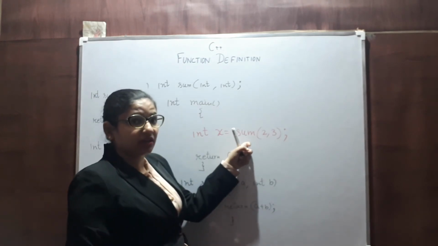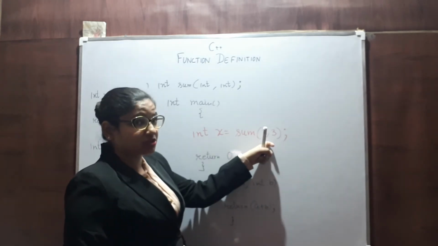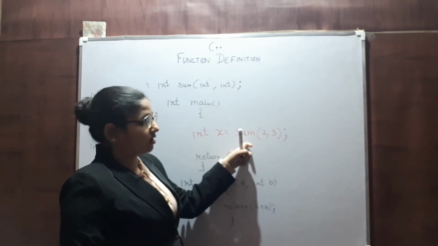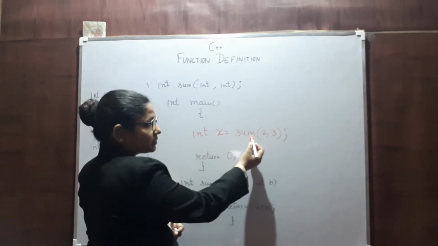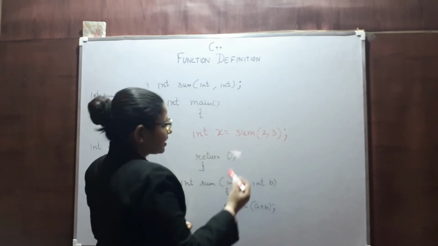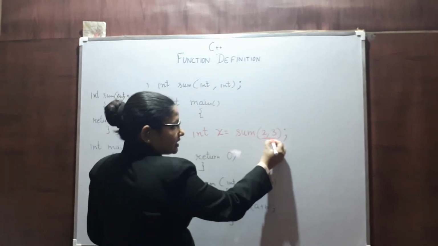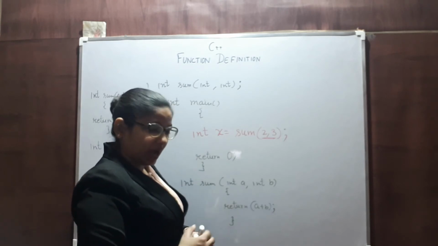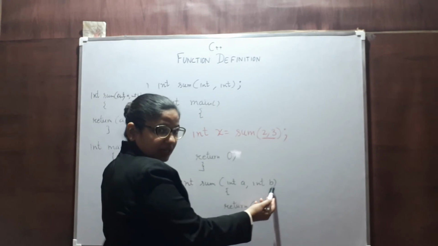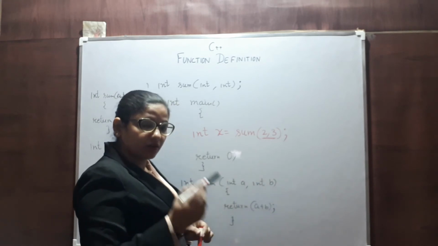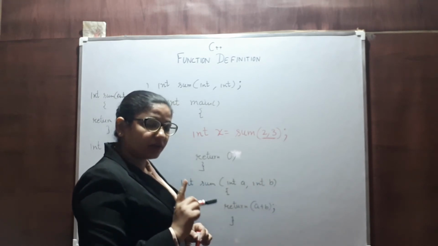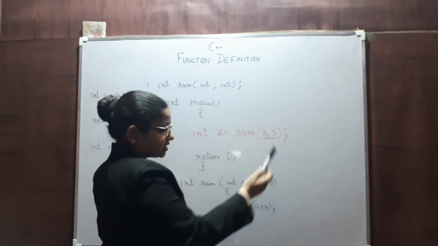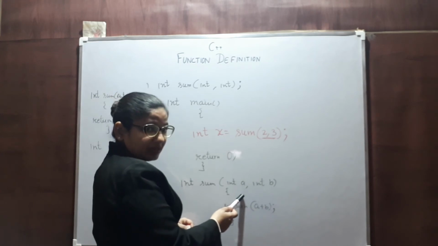This is your function calling. You are providing actual parameters. Fine. This is your function calling. int x equals sum(2, 3). 2 comma 3, these are known as actual parameters or actual arguments. A and B, these are known as formal parameters or formal arguments. Actual parameters or actual arguments, formal parameters or formal arguments.